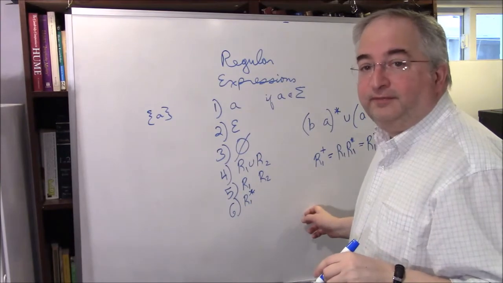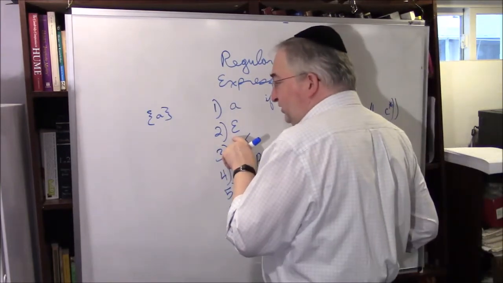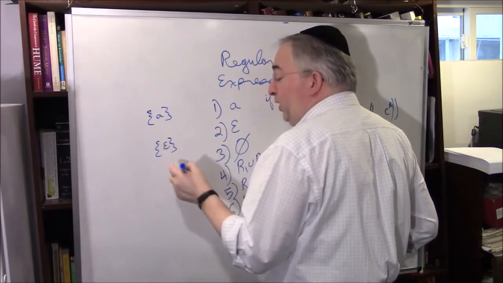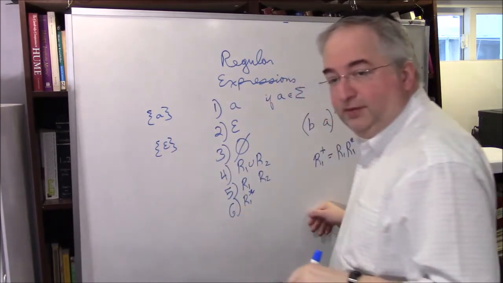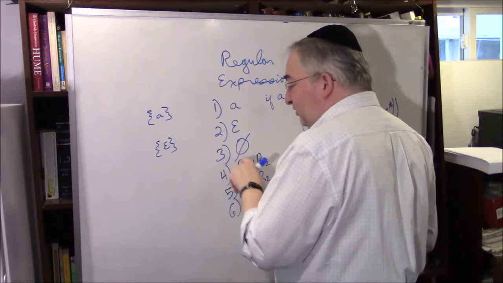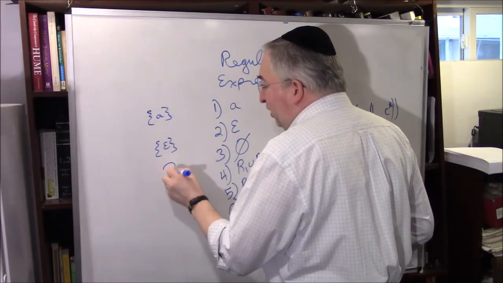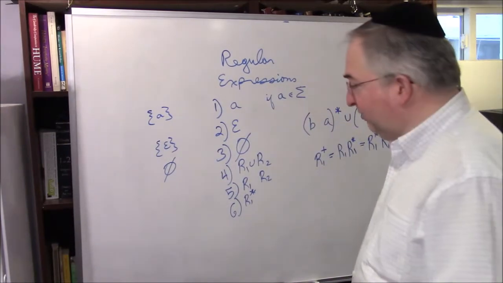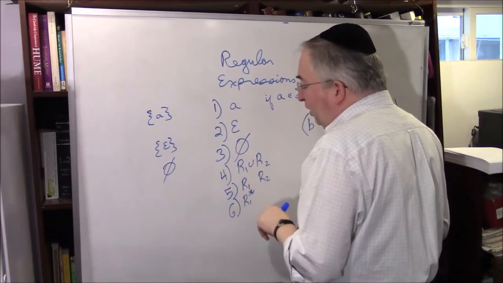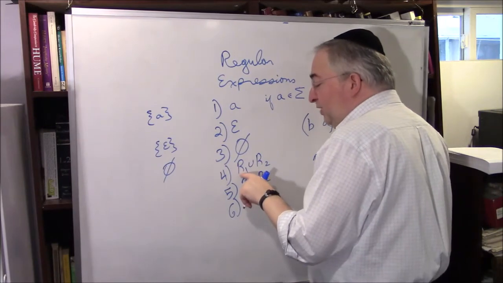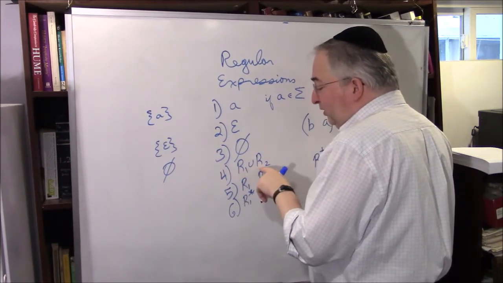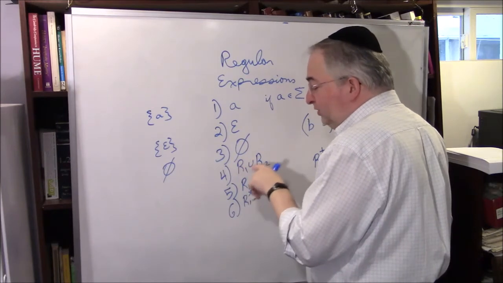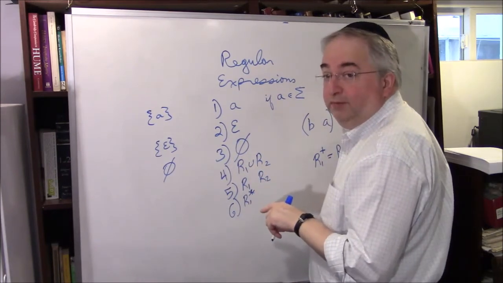That's it. Okay? What does this correspond to? It corresponds to the language that has one word, and that word is the empty word. What does this correspond to? Well, that corresponds to the language that has no words whatsoever. What does this correspond to? Well, if a regular expression corresponds to a language, and this regular expression corresponds to a language, then this regular expression corresponds to the union of them.